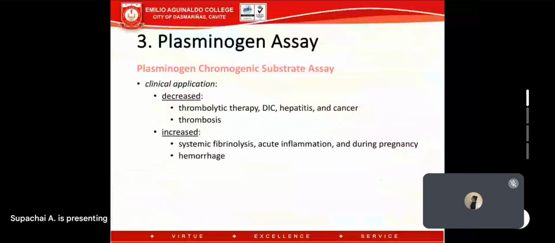Okay. So, what is the clinical application? If plasminogen is decreased, this may imply thrombolytic therapy, or the patient may possibly be in DIC, and since it is produced in the liver, this can also indicate hepatitis and cancer. So it is also seen in cases of thrombosis. Now, this one is also increased during systemic fibrinolysis.